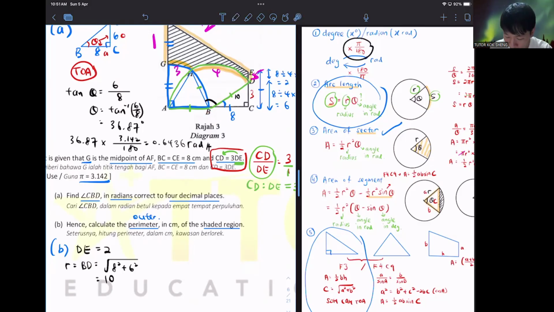So to find this one, not sure you can see actually. This angle, it's not given to you. No need to use any formula. No need. Just need to do some mathematic the angle way.